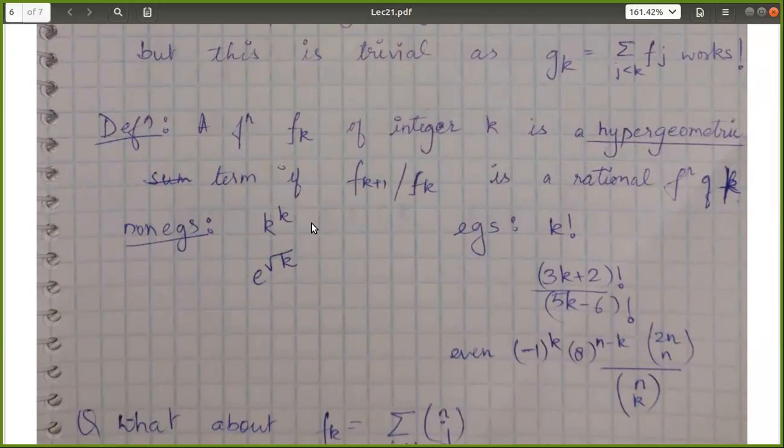Why? Because (k plus 1) to the power k plus 1 divided by k to the power k is not a rational function of k. And similarly for the exponents of this type.